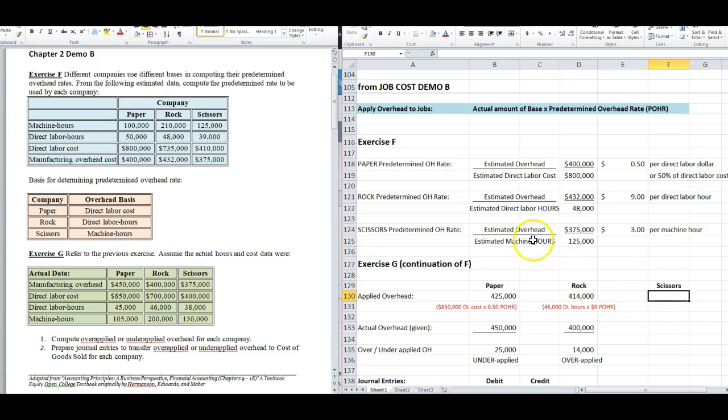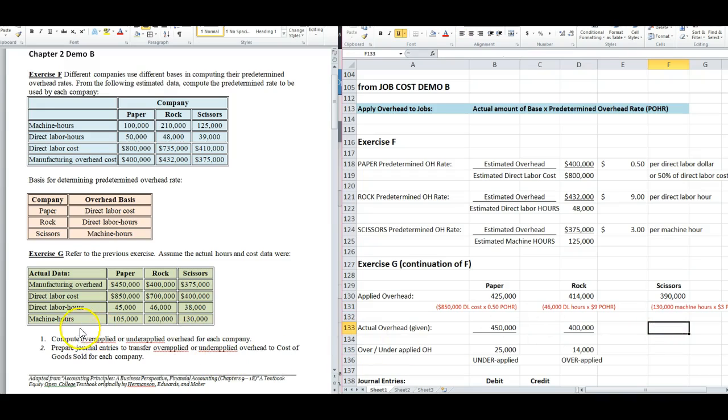Next, we have Scissors. My basis for Scissors overhead is machine hours. How many machine hours did Scissors have? We're going to look at exercise G's green data. Machine hours for Scissors were 130,000. So if we look at 130,000 machine hours times the $3 predetermined overhead rate, calculated up here, we get overhead of $390,000.